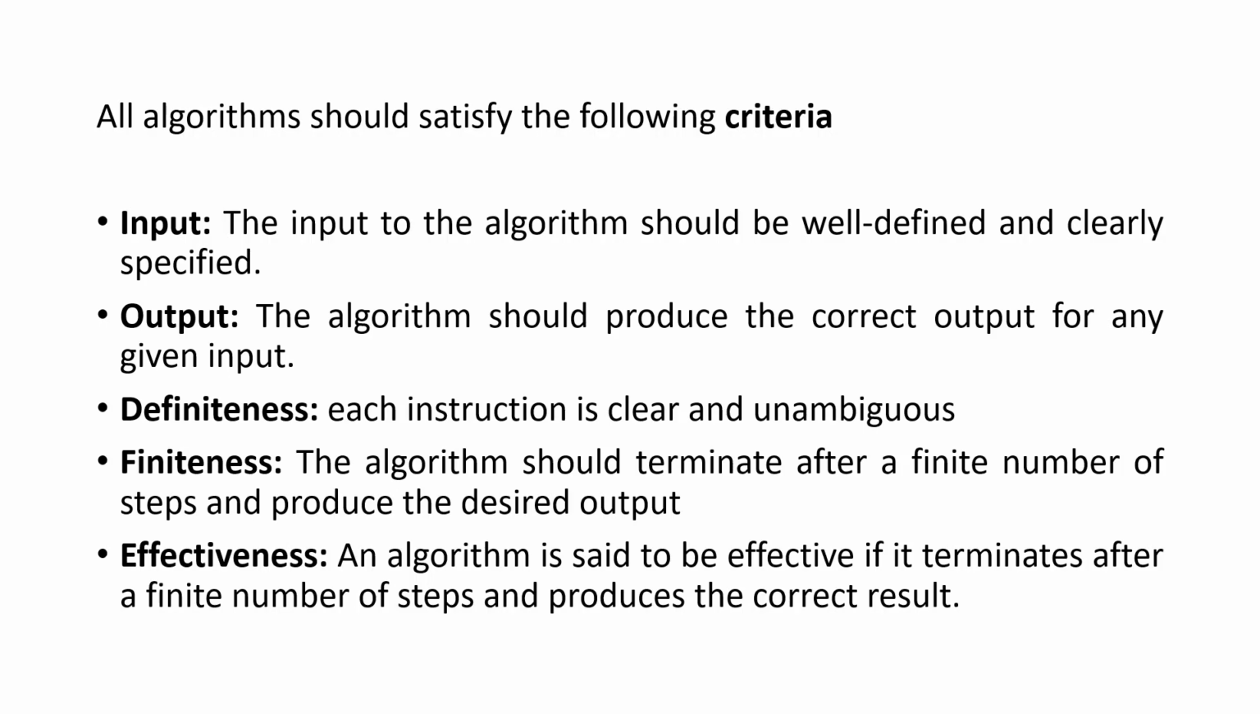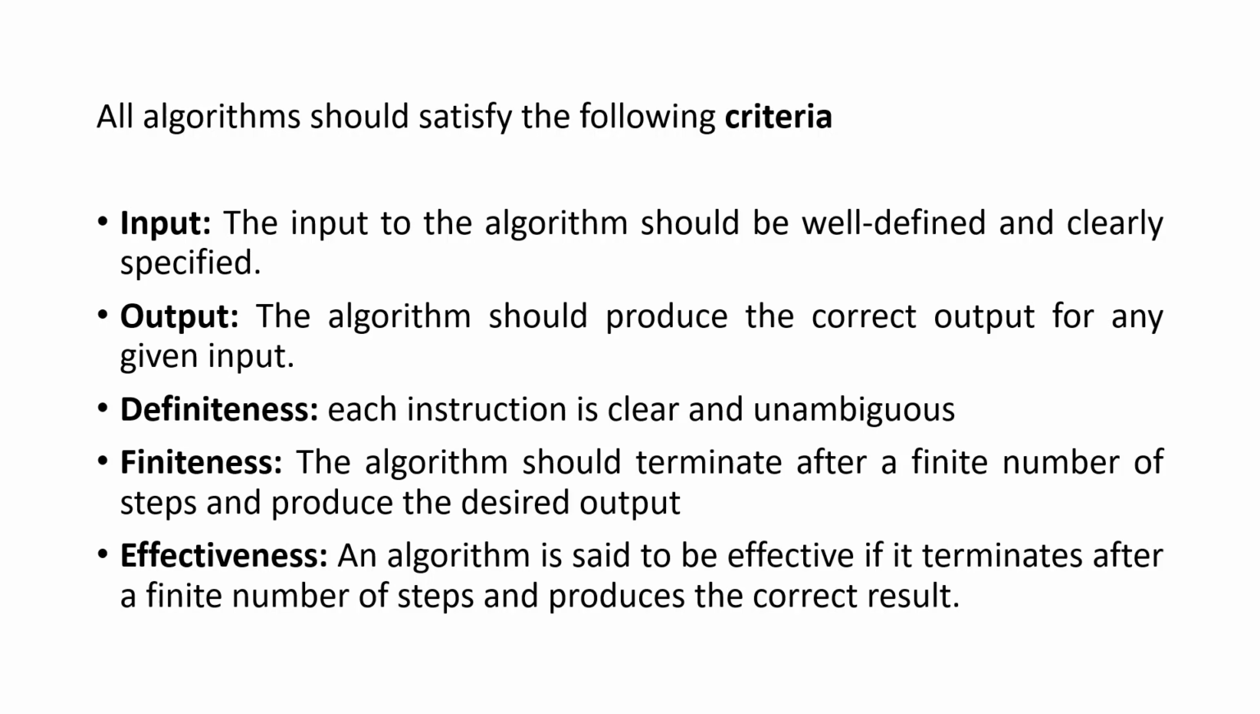The third criteria is definiteness. This criteria refers to the property of an algorithm to have well-defined, clear and unambiguous instructions that can be followed to solve a particular problem. In other words, the steps of an algorithm must be defined precisely so that it can be implemented and executed without any confusion. Finiteness: the algorithm should terminate after a finite number of steps and produce the desired output.